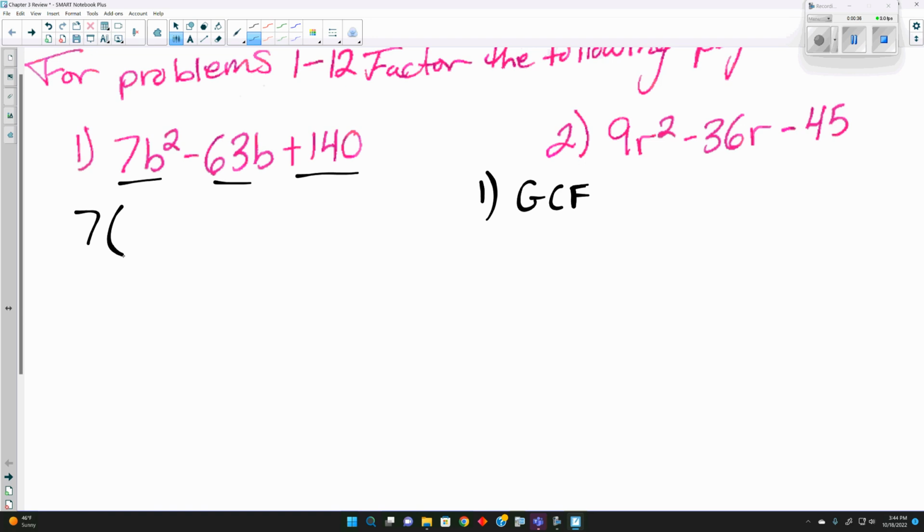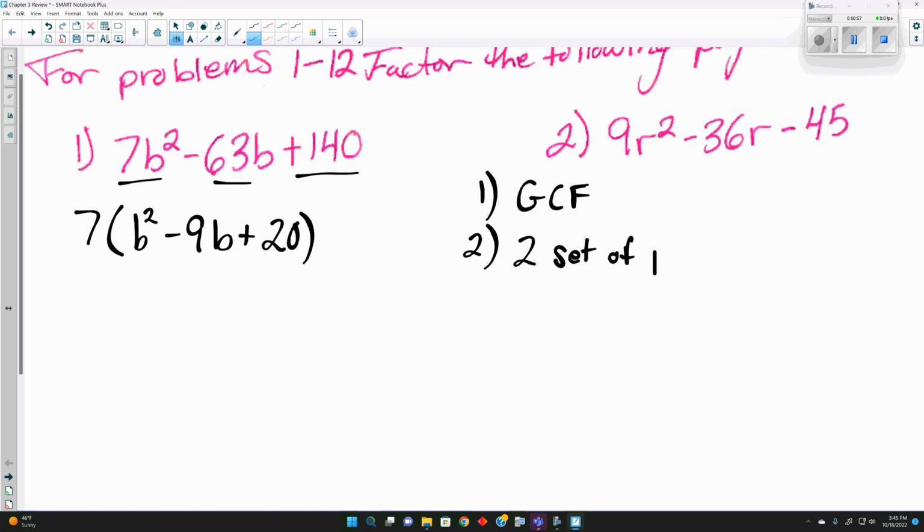So we divide 7 out of 7b squared, which will leave us with b squared, minus 63 divided by 7 is going to be 9b, and 140 divided by 7 is going to be 20. So that's our first step. Our second step is the two sets of parentheses with 3 spaces.